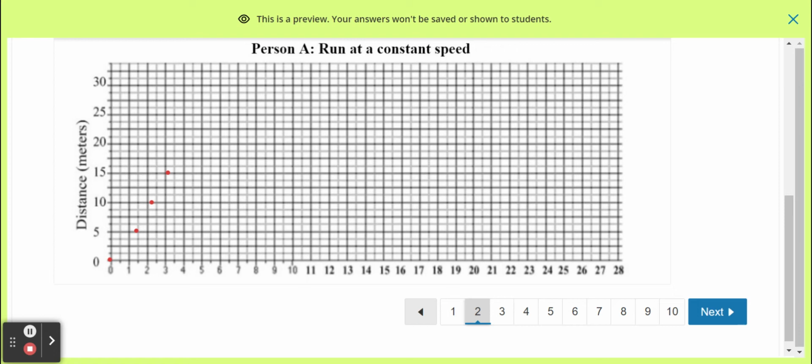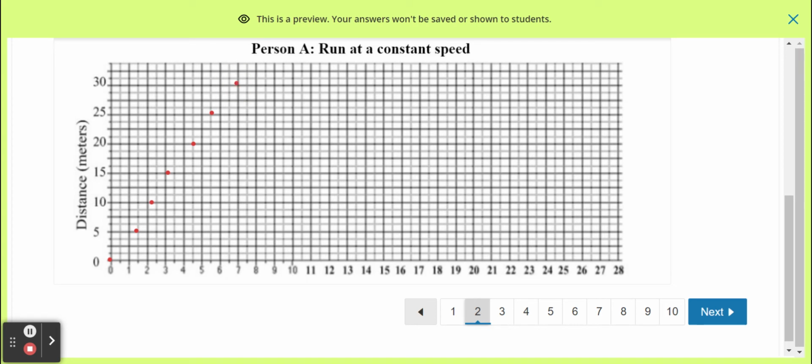Then at 20 meters, his time was 4.5. So I'm going to go to 4.5, and up to 20 meters and put my dot. And then I'm going back to my data table again. Now looking at 25 meters, the time was 5.5. So I'm going to go to 5.5, go up to 25, and put my dot. And then at 30 meters, he was at 6.9, so almost 7. And the 30-meter mark is right here.